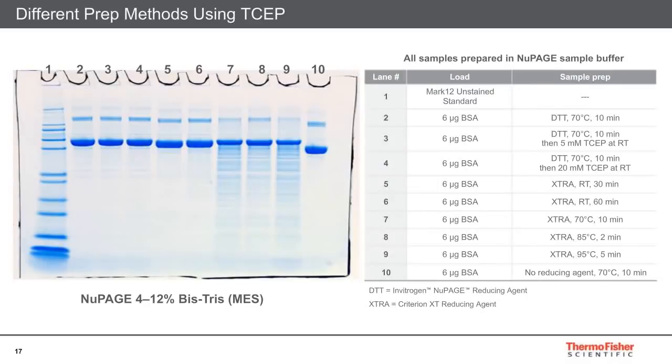The image on the right shows the effect of sample prep on protein integrity when using a Tris-Glycine gel. Compared to the Bis-Tris gel, the Tris-Glycine gel shows more degradation, but the choice of sample buffer, reducing agent, boiling temperature, and boiling time has a big impact on protein integrity and degradation levels.